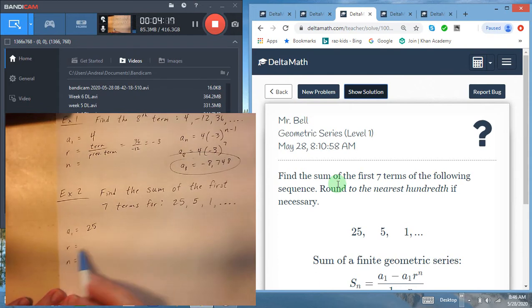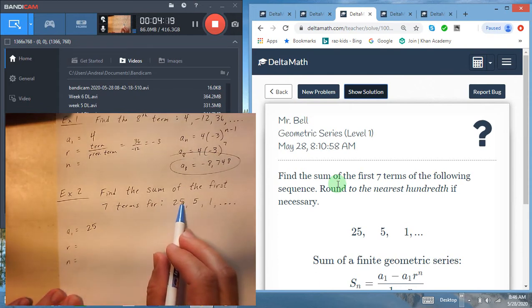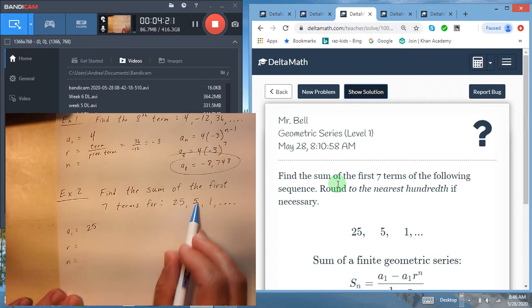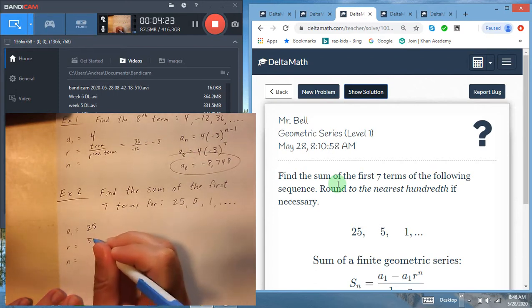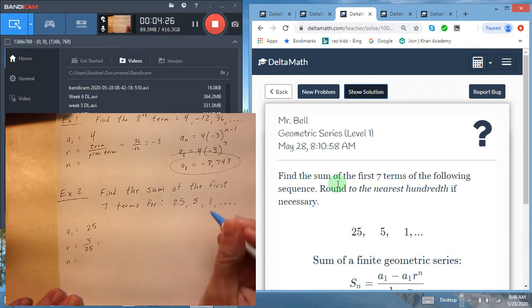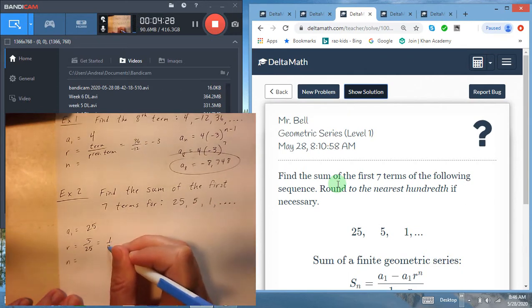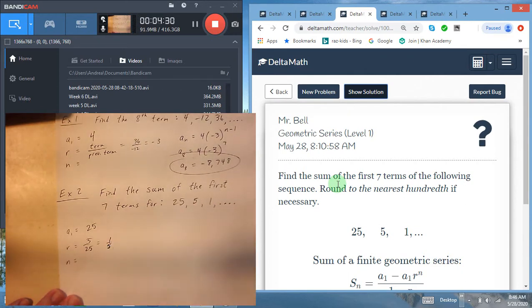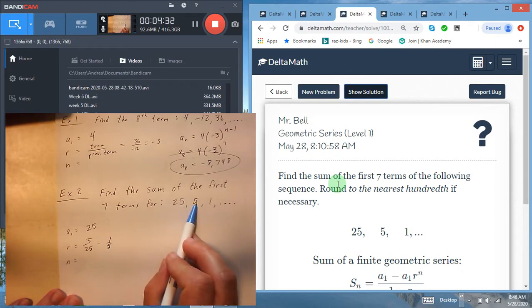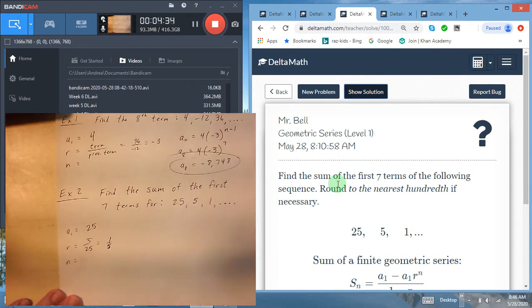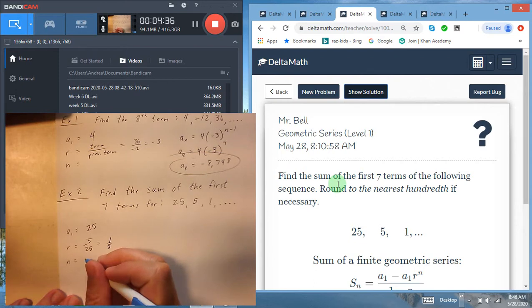Common ratio, we're going to take a term divided by its previous term, right? And it looks like we're going to get 1/5 for both of those. 5 divided by 25, is that the same as 1 divided by 5? Yes, so we get 1/5. That's the multiplier to get the next term. And this says for the first 7 terms.